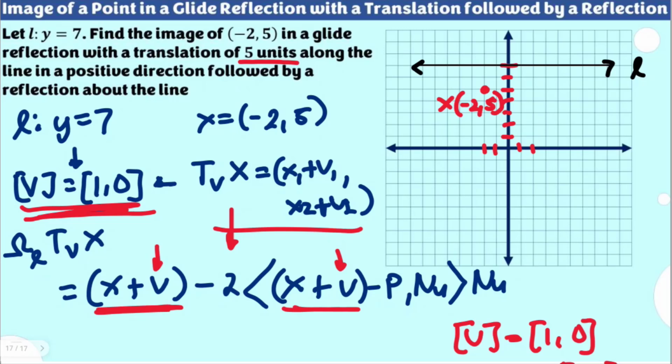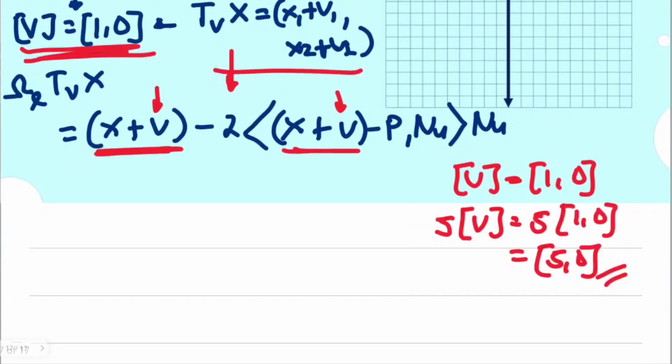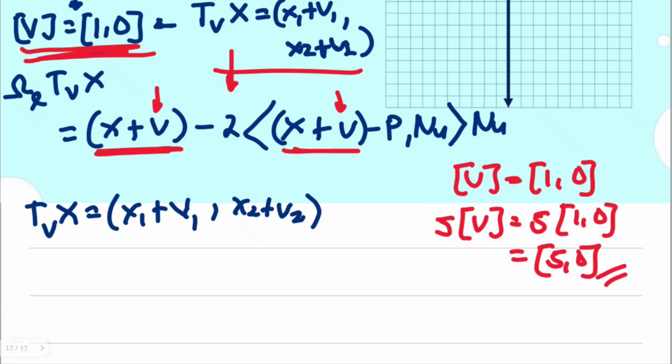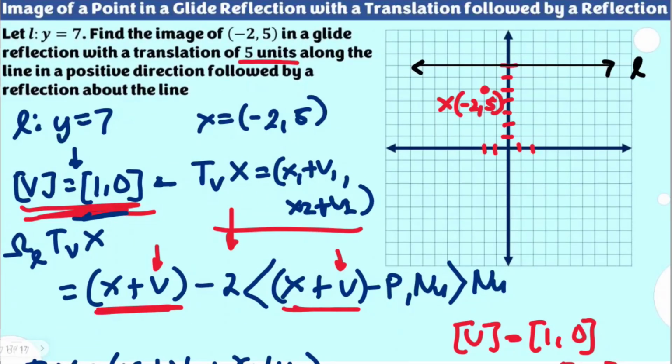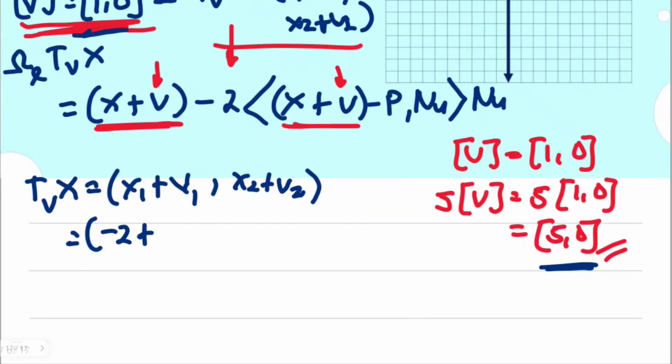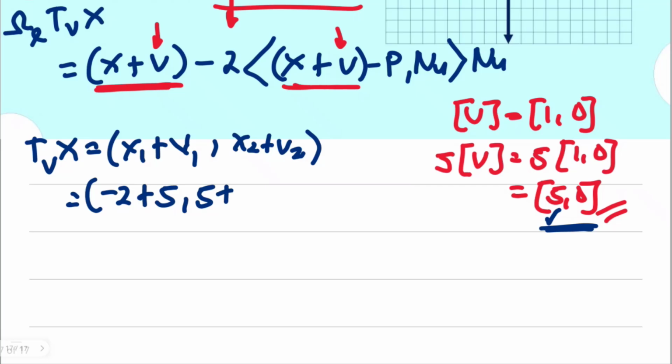Hence, we start with our translation of x along vector v. Again, it's x sub 1 plus v sub 1, and then x sub 2 plus v sub 2. But v sub 1 and v sub 2 would be this, not the earlier vector. Our x is negative 2 and 5. So negative 2 plus 5, the first component, and then 5 plus 0. So the translation of our point x along the line, 5 units in the positive direction, is 3 and 5.